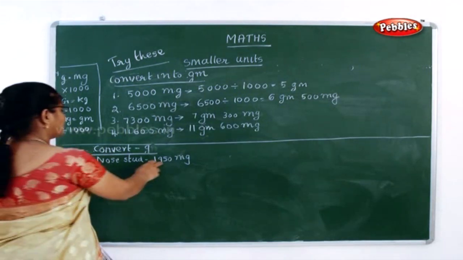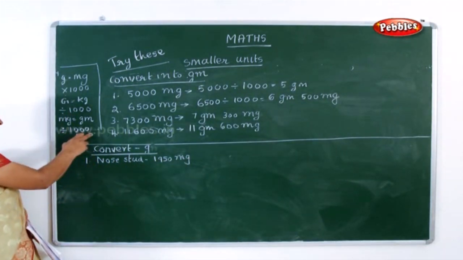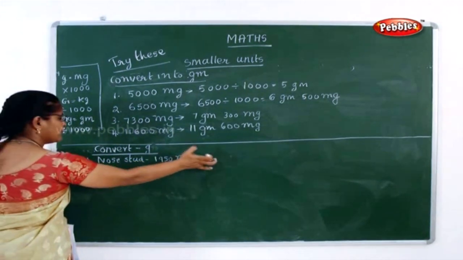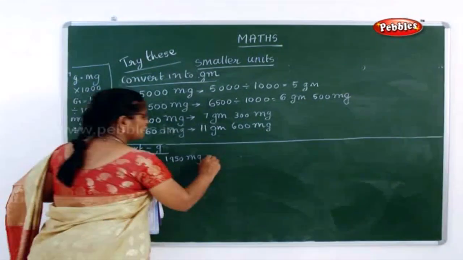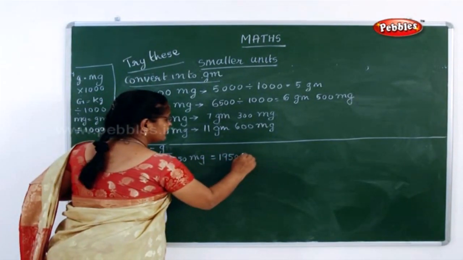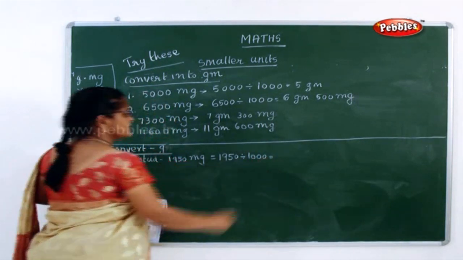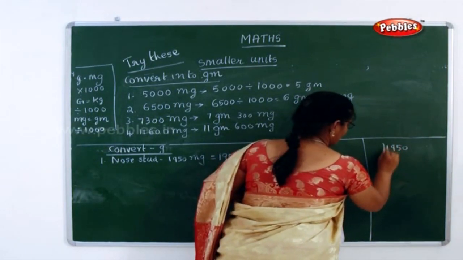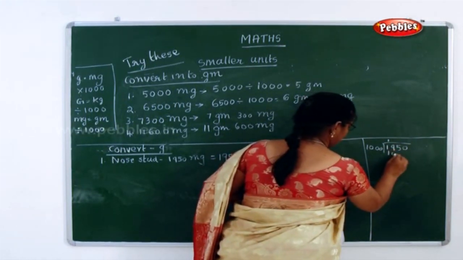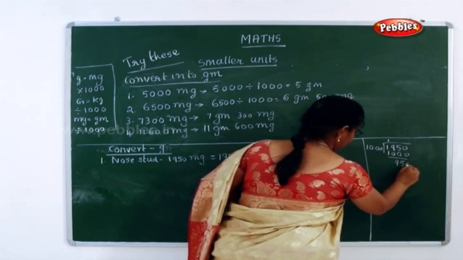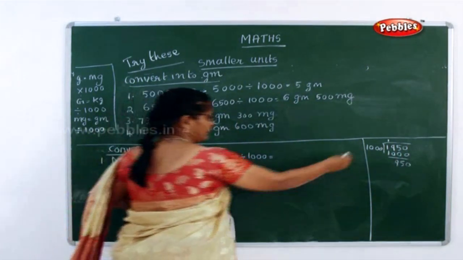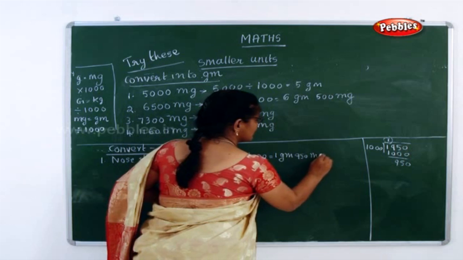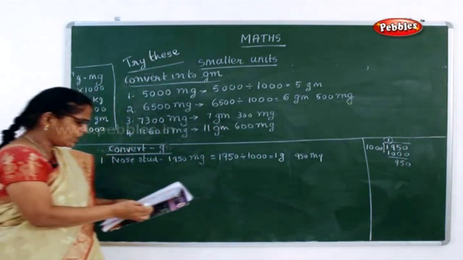Now how will you do this? When you want to convert mg into gram, you have to divide by 1000. Already I have told you. So 1950 divided by 1000. Now what is the answer? 1 time. So what is the remaining here? 950. So what will you write? It is 1 gram and 950 mg.